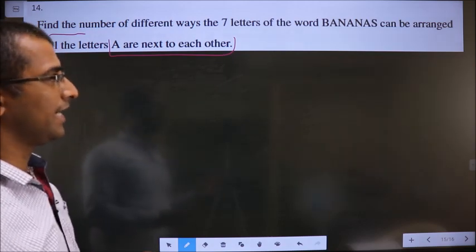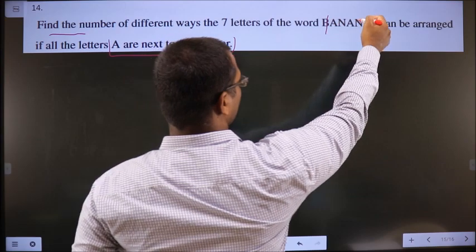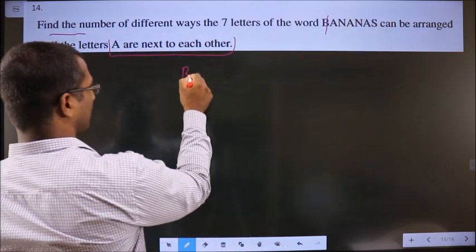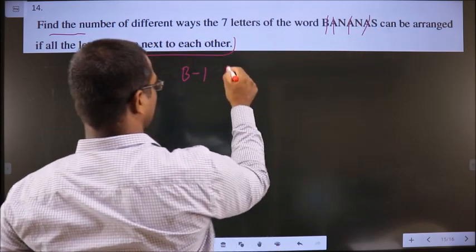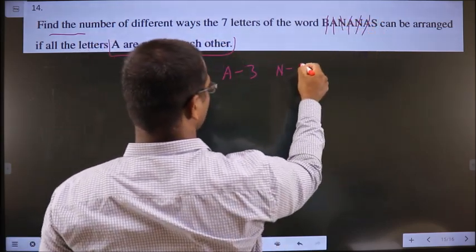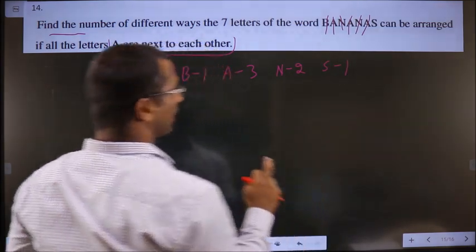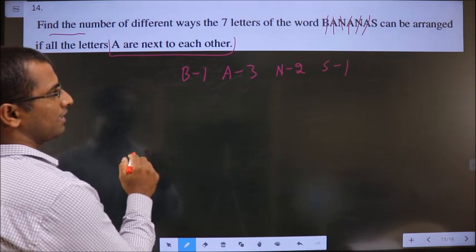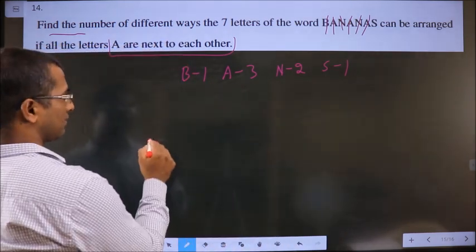Before that, let us write each letter has come how many times in this word. B has come once. A has come thrice. N has come twice. And S is once. I should make sure that A are all together.